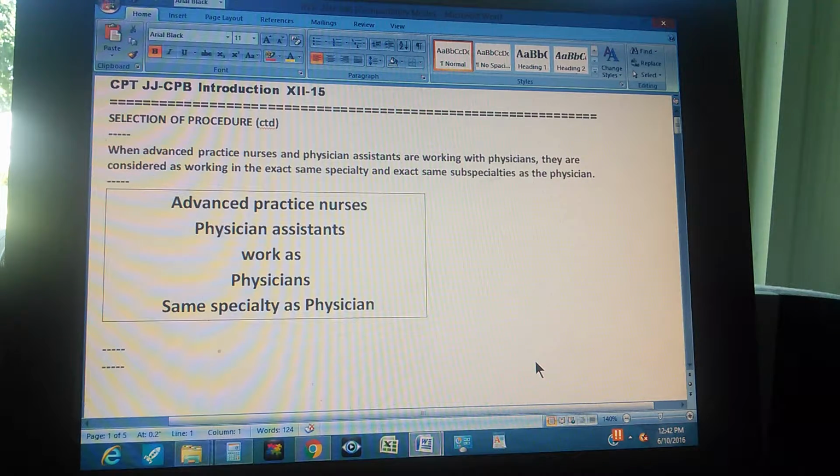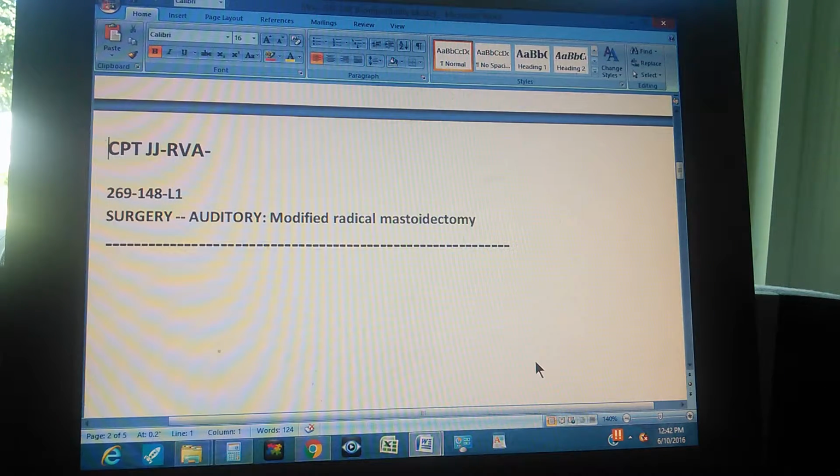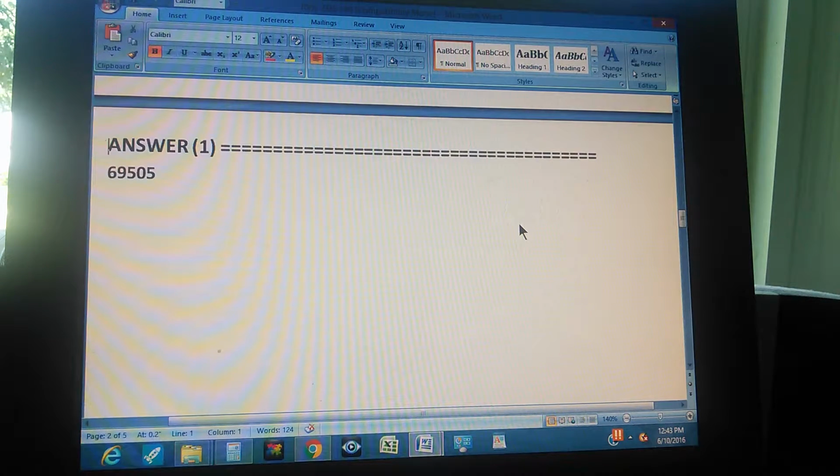Ready, set, go. CPT, page 269, exercise 148, and this is a level 1 exercise. It reads like this: Surgery, auditory, modified radical mastoidectomy. This is the surgery section of the CPT book. Auditory means the ear. It's a modified radical mastoidectomy. We're going to count to 3, so you can pause the video and give us the CPT code for this procedure. 1, 2, 3.